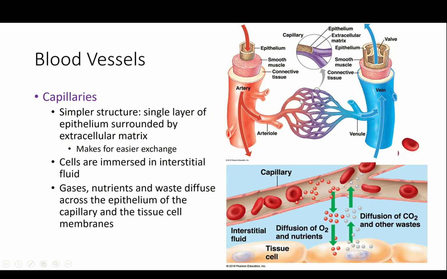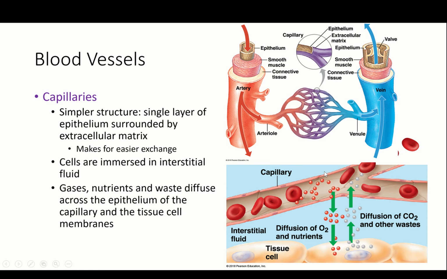Capillaries are, again, these narrower, tiny little blood vessels that feed the tissues. And so they are going to be just a single layer of epithelium surrounded by extracellular matrix. What this does is it makes it really, really easy for nutrients and gases to diffuse across that blood vessel wall. The cells of this capillary, the outermost cells, are going to be surrounded in interstitial fluid, and that's what we're looking down here in this cutout.